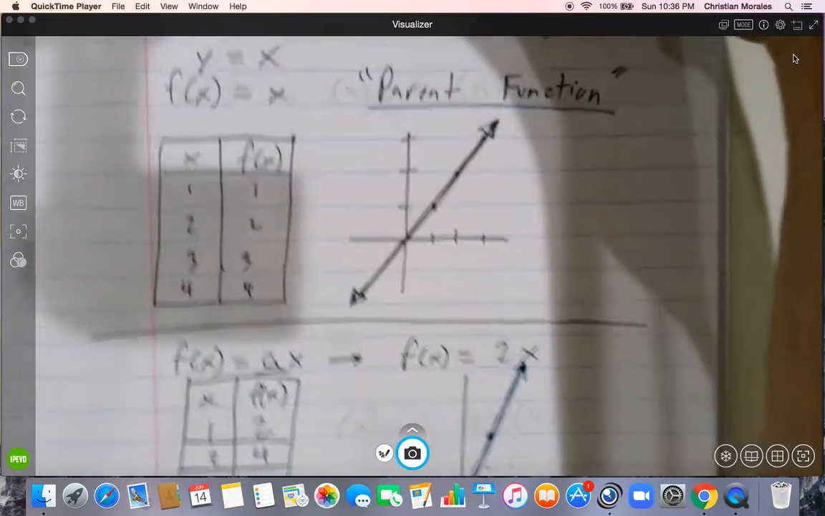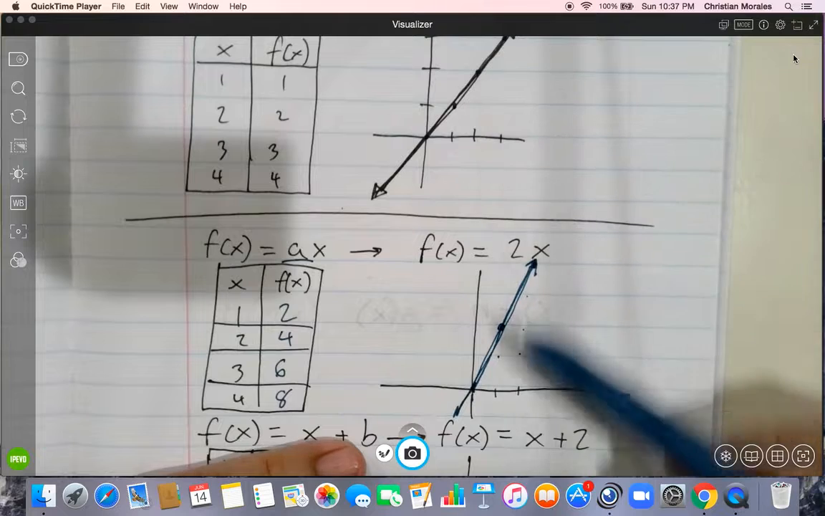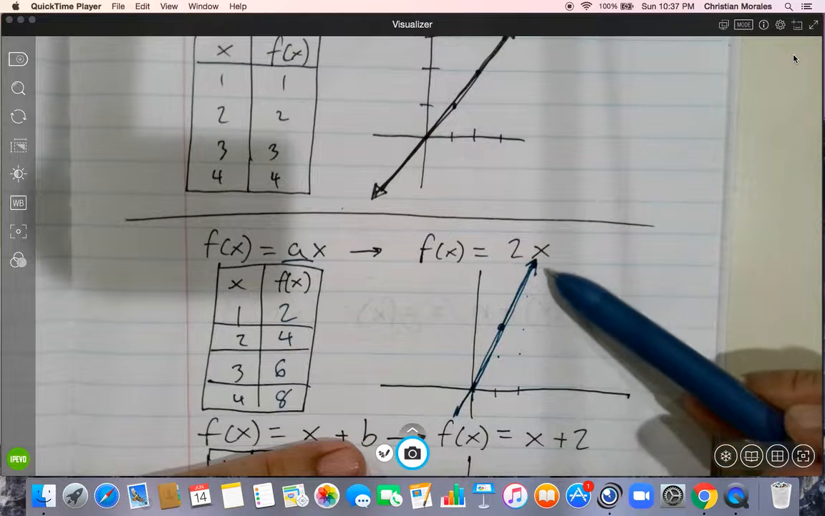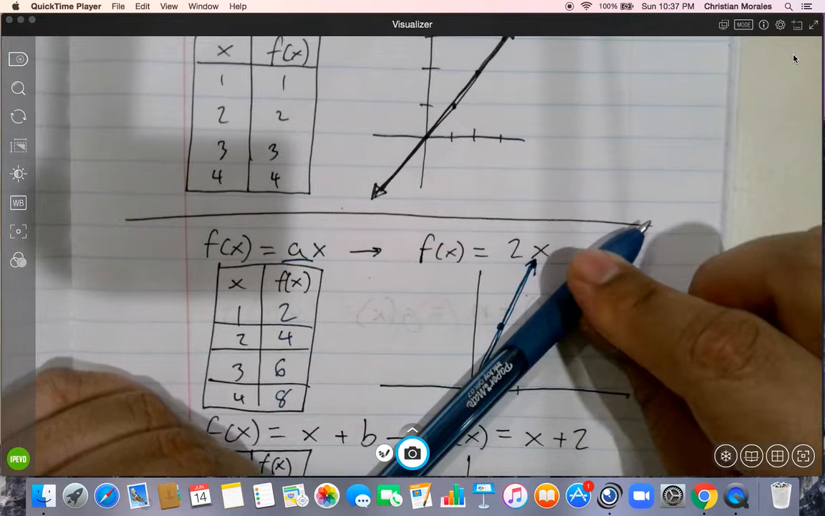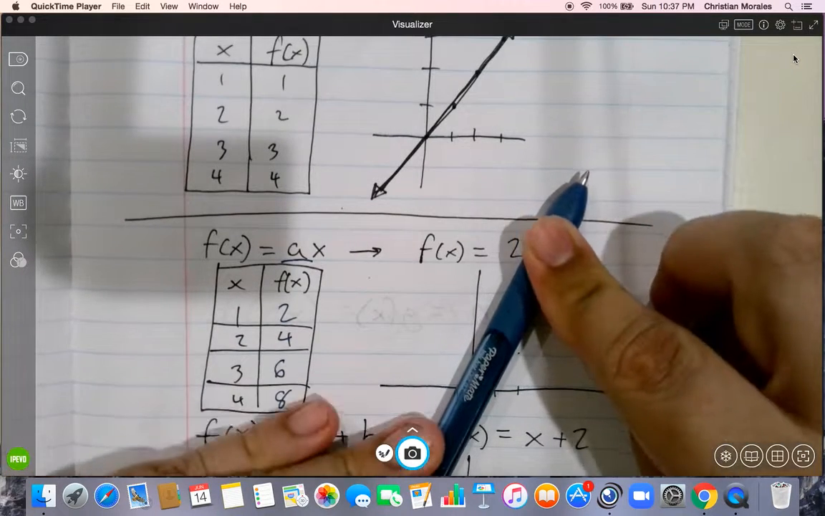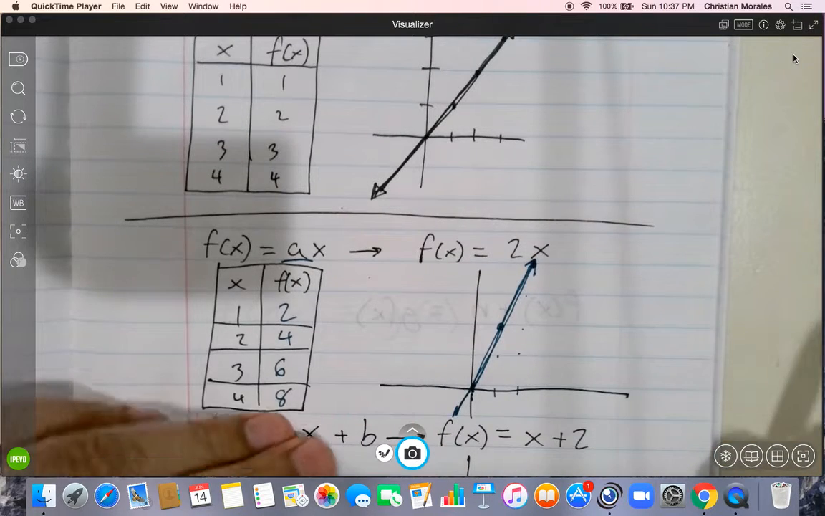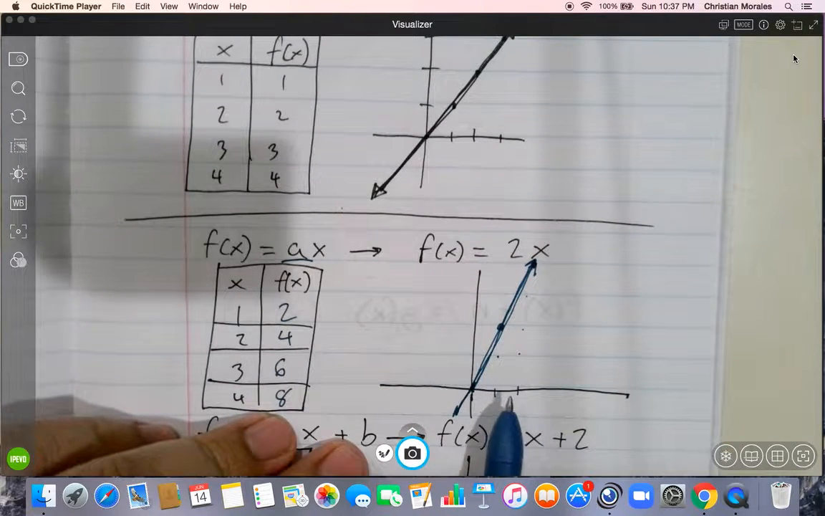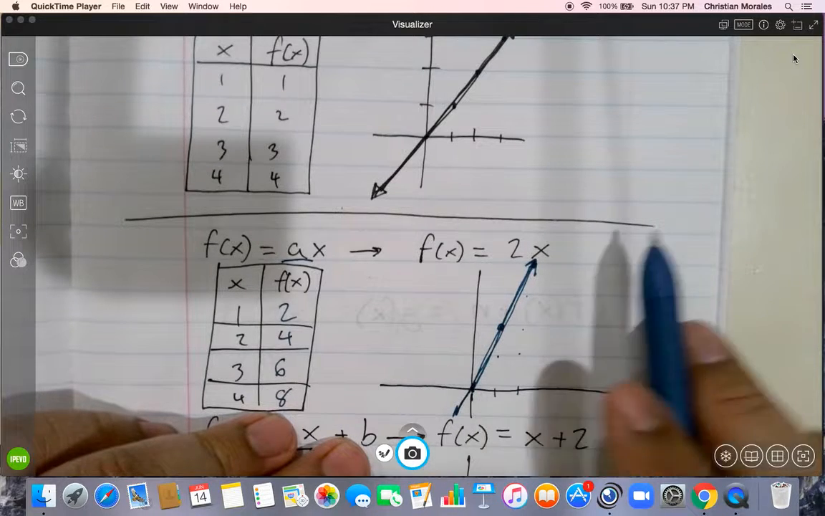But let's take a look at these lines. This is the original. This is what happens when you multiply by 2. So the line that was going like this is now going up faster. It has a bigger slope. So when you multiply it, it grows at a faster rate. It gets to bigger numbers faster.